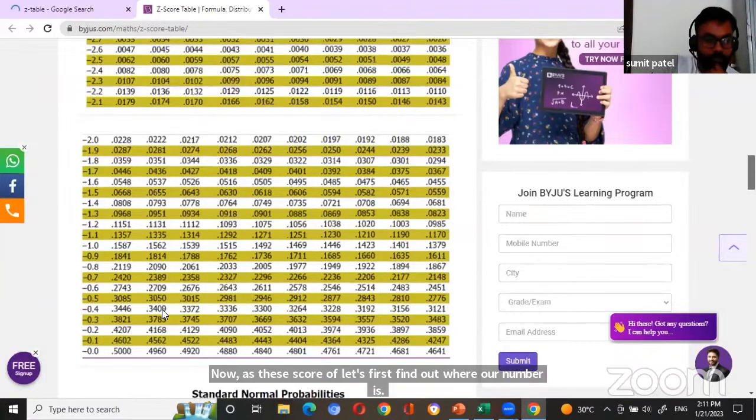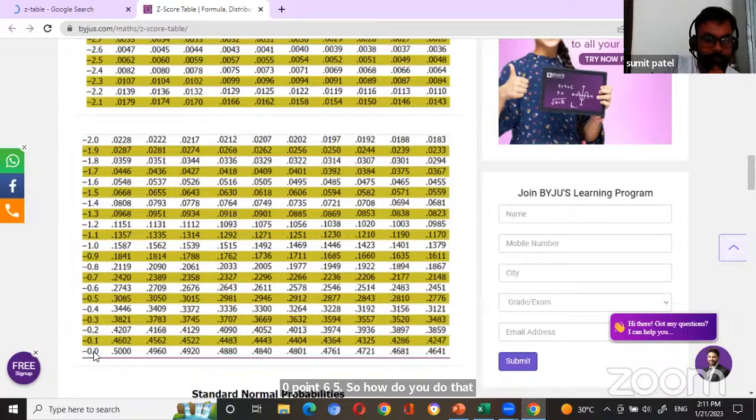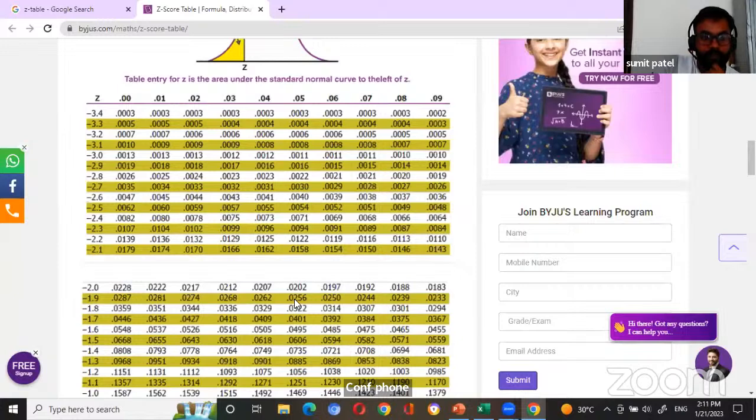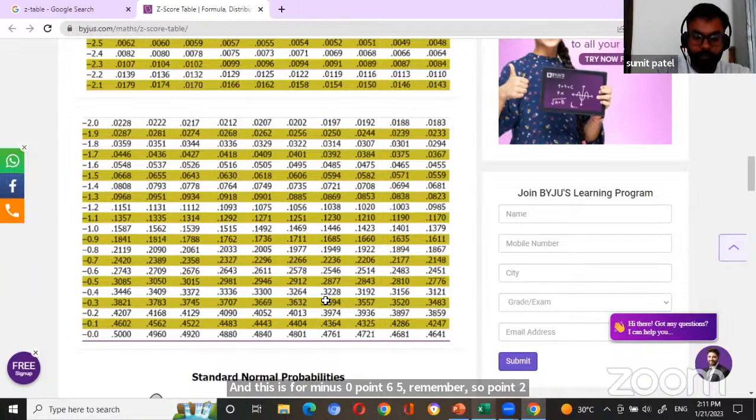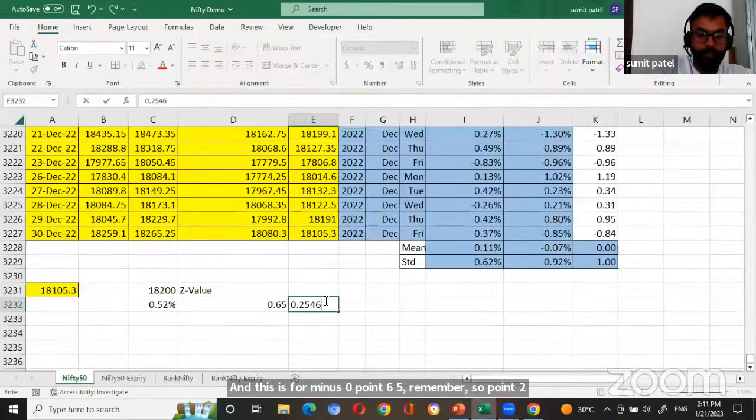0.65. So how do you do that? You go to 0.0, 0.1, 2, 3, 4, 5, 6, and then across 0, 1, 2, 3, 4, 5. So what do you have? Minus what? 0.2578. Confirm. 0.65, yes. And this is for minus 0.65, remember. So 0.2546. Now what is this?